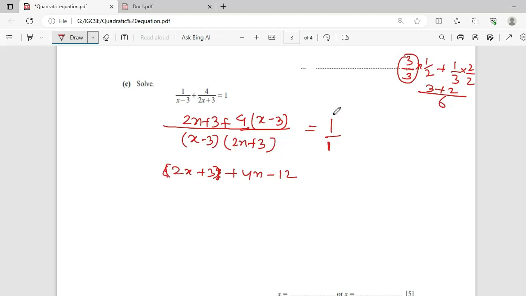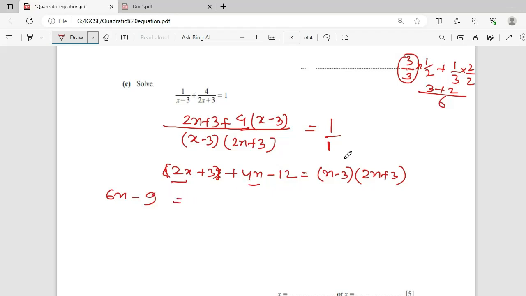And this one is going to multiply here, x minus 3, 2x plus 3. Now the like terms 2x and 4x are both positive. I'm going to write here 6x, 3 minus 12, 9. Why? Because the sign of 12 is greater than 3, so that's why the sign of 12 will come here.